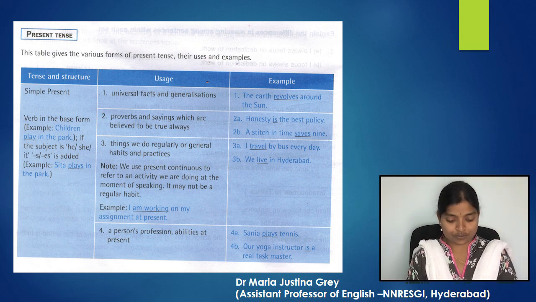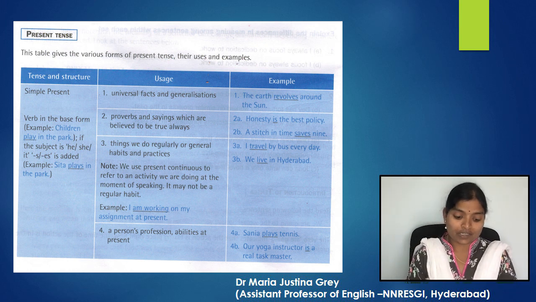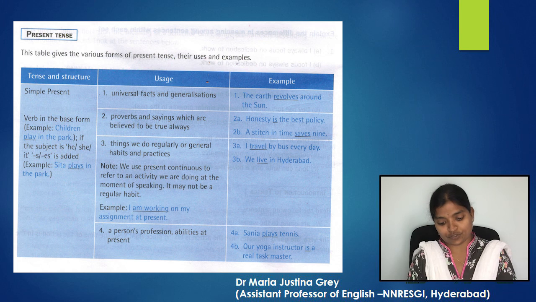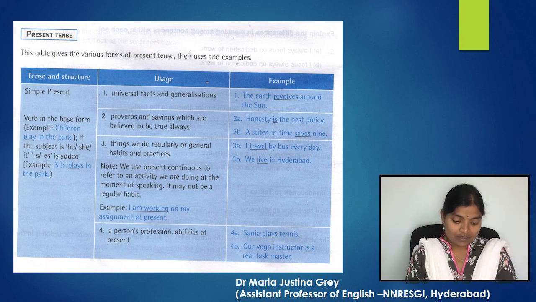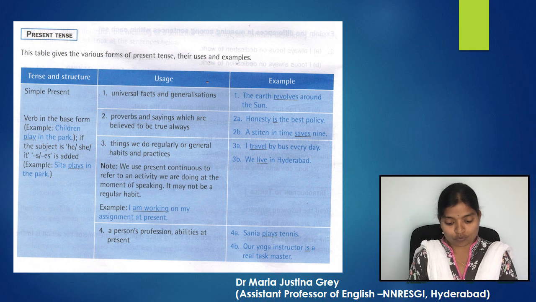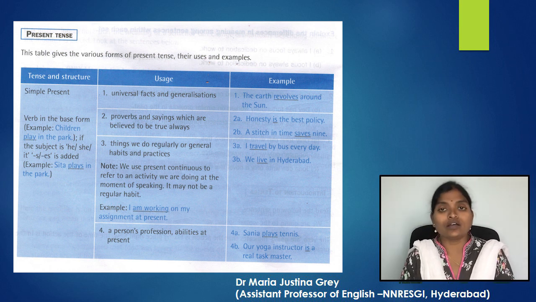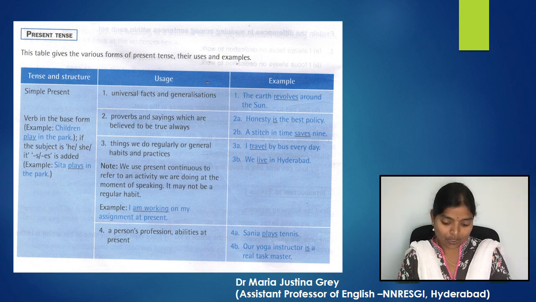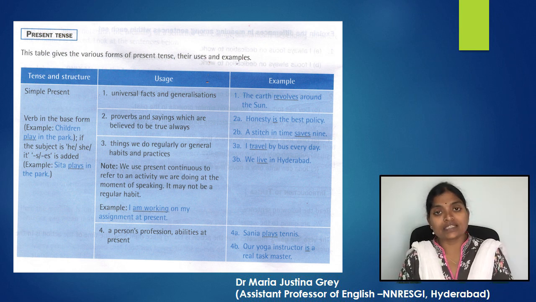Let's look at the usage. Simple present is used to talk about universal facts and generalizations. For example, the earth revolves around the sun. Number 2. It is also used for proverbs and sayings which are believed to be true always. For example, honesty is the best policy. Or, a stitch in time saves 9.